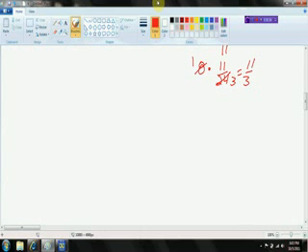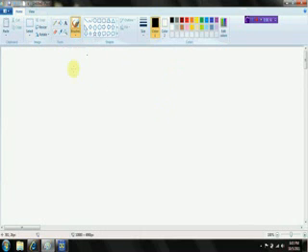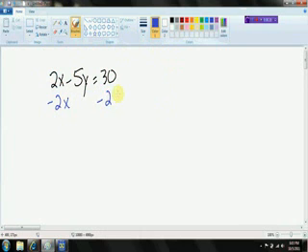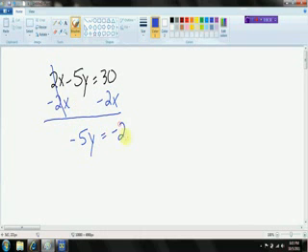Let's look at another problem here. Let's see if I can get a new screen. That'll work. Alright. Last problem, we're going to say that we have 2x minus 5y is equal to 30. We want to get y by itself, so we'll subtract 2x. They cancel out. We have negative 5y is equal to the negative 2x I'm putting first, plus 30.